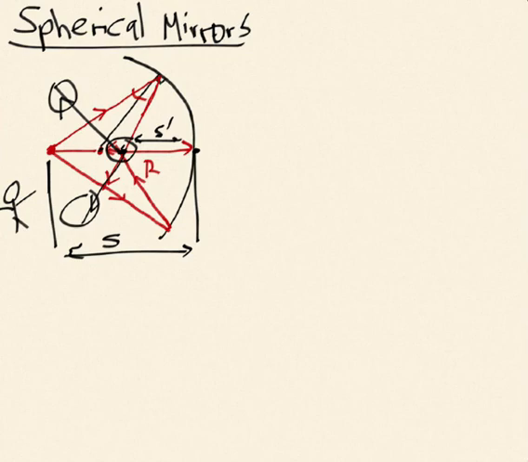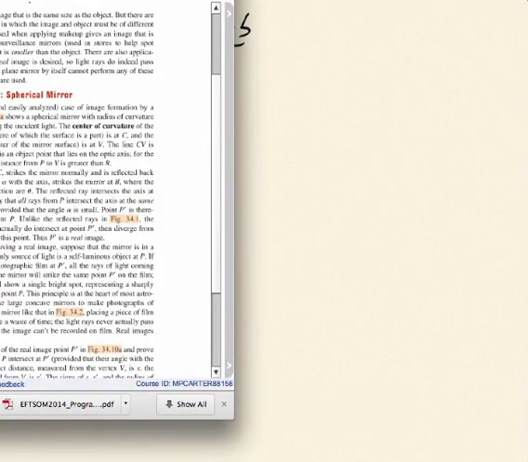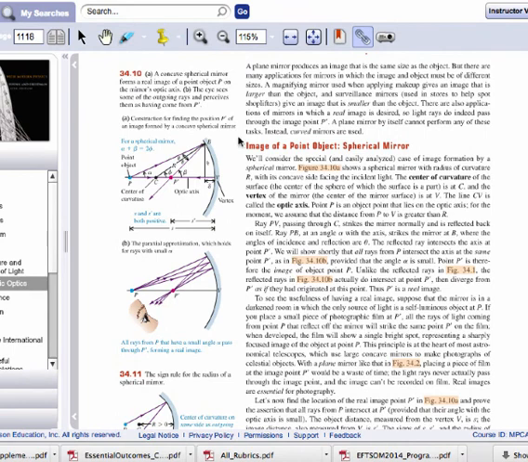Okay, so let's see. Let me clean this up again. Let me go to your textbook because I don't want to write out everything again, but let me just point this out to you. I don't want to take you through the derivation. So if you look here in your text, there's a nice drawing of this situation. I have an object P. I have an image at P prime. This distance is S prime.